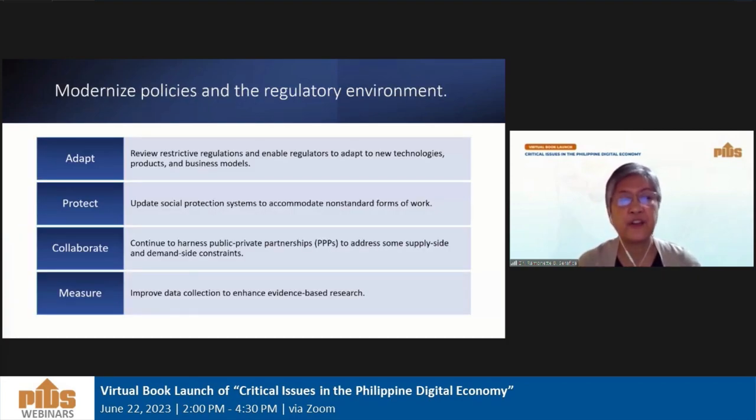Okay, so the final set of recommendations is about modernizing policies and the regulatory environment. There is a need to review restrictive regulations and enable regulators to adapt to new technologies, products, and business models. Given the pace of innovation, the rigidity of existing regulations, including mass media ownership restrictions, must be reviewed to balance the benefits against the risks. Regulatory sandboxes must be encouraged. Policies and regulations must be regularly evaluated.